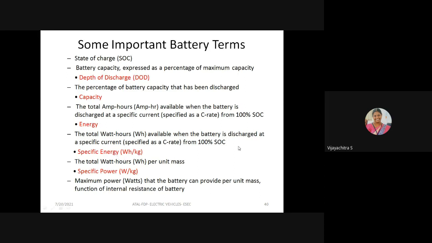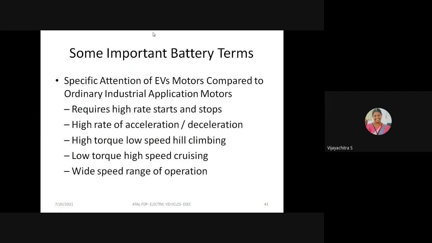When we would like to buy any domestic appliance, people from our discipline look into the power rating, the horsepower, the current rating, everything. Similarly, when we would like to buy a battery, we have to look into all the terminologies. Then we have to ensure whether it is suitable for our application.